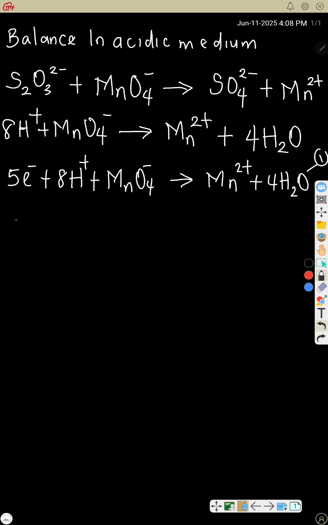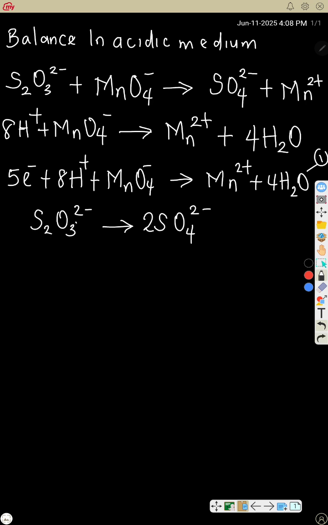So the second half is S2O3 2 minus to give SO4 2 minus. Now if you look at this, balance the atoms first. How many sulfur do you have here? 2. How many sulfur do you have here? 1. So how do you balance the sulfur? We'll add 2 here. So the sulfur is balanced. 2, 2.